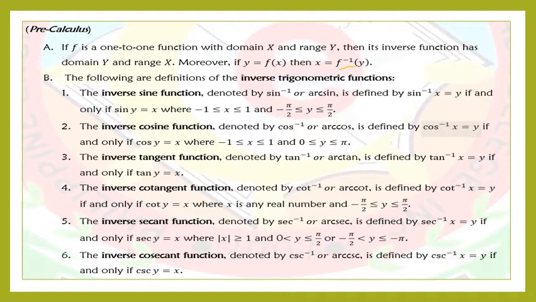y. The following are definitions of the inverse trigonometric function. First is the inverse sine function. It is denoted by this one. Okay, so ito yung notation ni sine inverse or inverse ni sine function or arc sine. Sine inverse or arc sine is defined by sine inverse of x is equal to y if and only if sine of y is equal to x, where x is between negative 1 to 1 and yung y natin is from negative pi over 2 up to positive pi over 2.